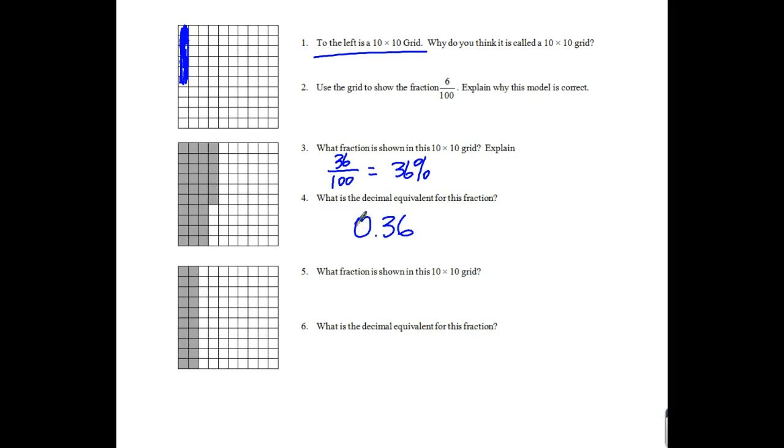Okay, let's look at this one. Well, it's 2 rows of 10. So you can look at this as 20 out of 100, or it's 2/10, which is the same as 1/5. The decimal is 0.2, and if you want to, 0.20, and again, this would be 20%.